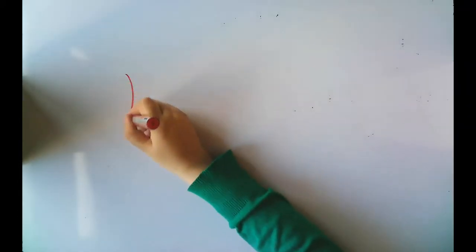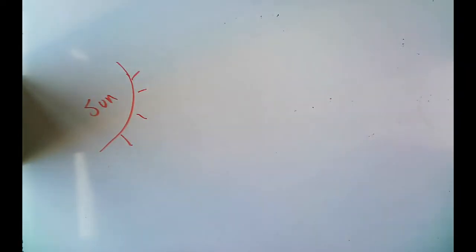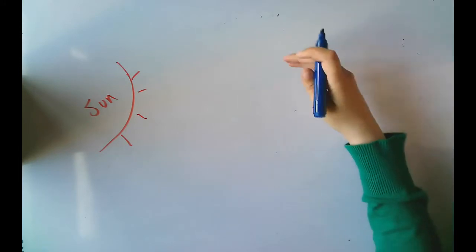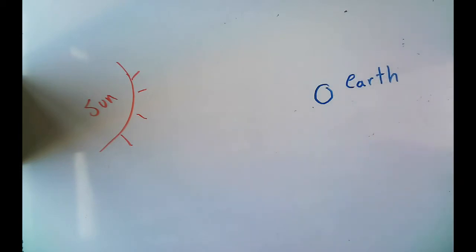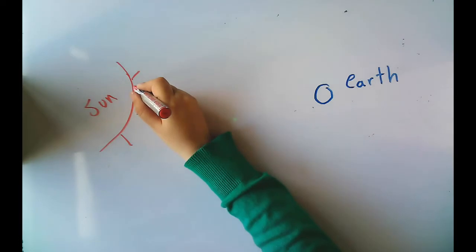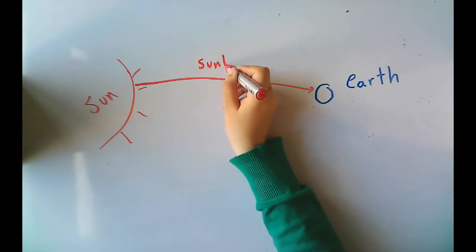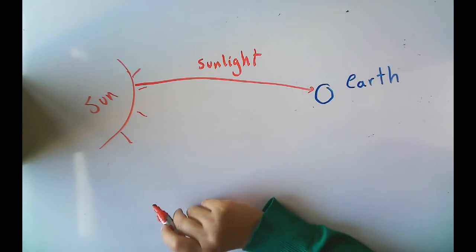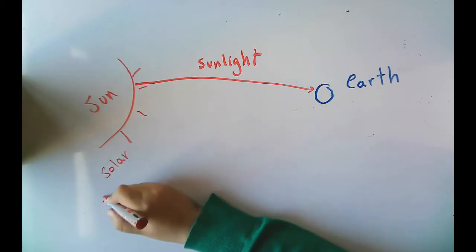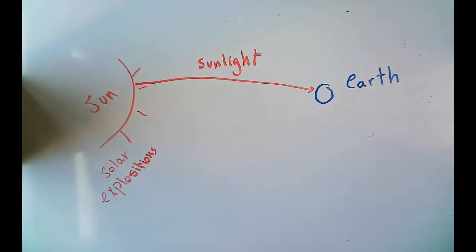This is the sun. And this is the earth. The sun will send its sunlight to the earth. This sunlight will reach the earth. But the sound of solar explosions, we can't hear the sound of solar explosions. Why?